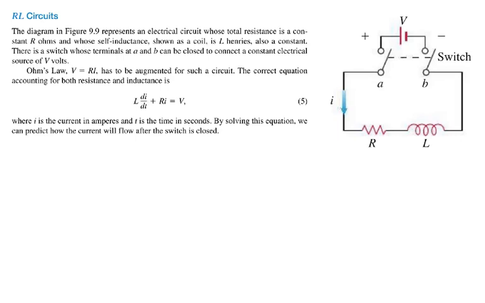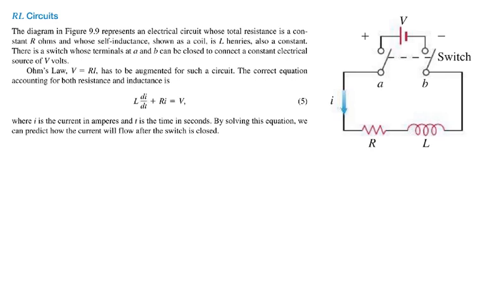So we're going to take a second and talk about RL circuits here. R referring to resistance, which is a constant value of ohms, and then L being self-inductance measured in henries. And so you see R and L in this diagram, which is figure 9.9. I've grabbed these words from our text in the picture.